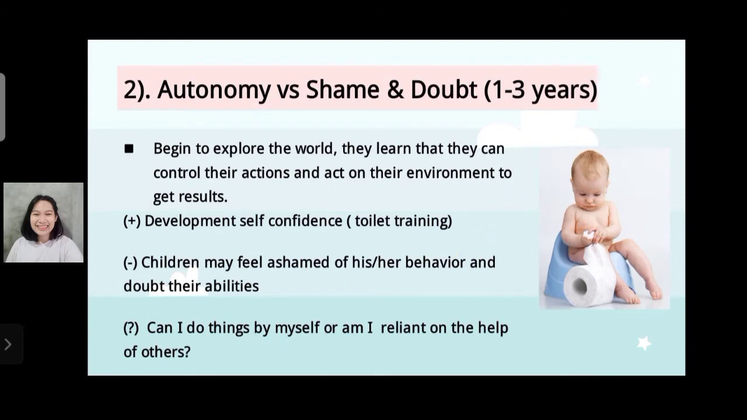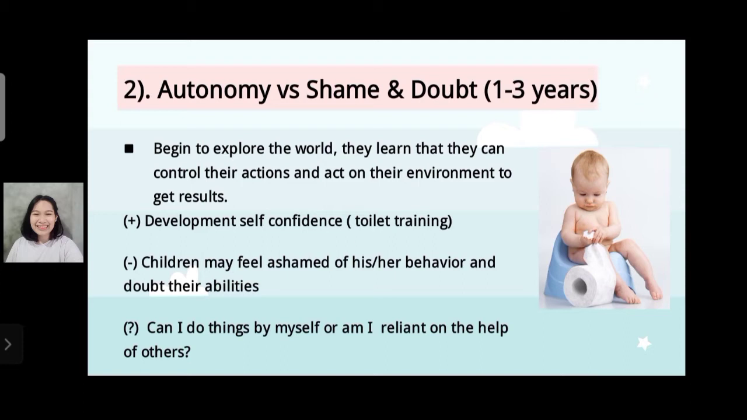Next stage. Autonomy versus shame and doubt, 1 to 3 years. Children begin to explore the world. They learn that they can control their actions and act on their environment to get a result. An example of this is learning potty training or toilet training. In the positive, they develop self-confidence. In the negative, children may feel ashamed of their behavior and doubt their abilities.